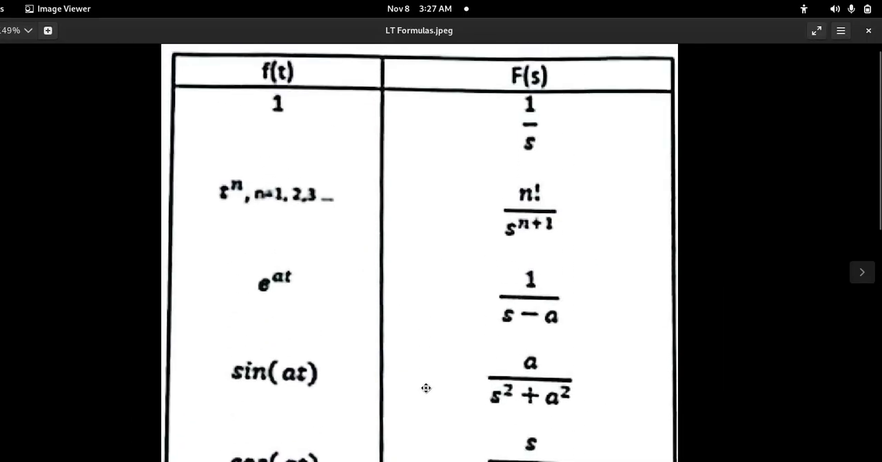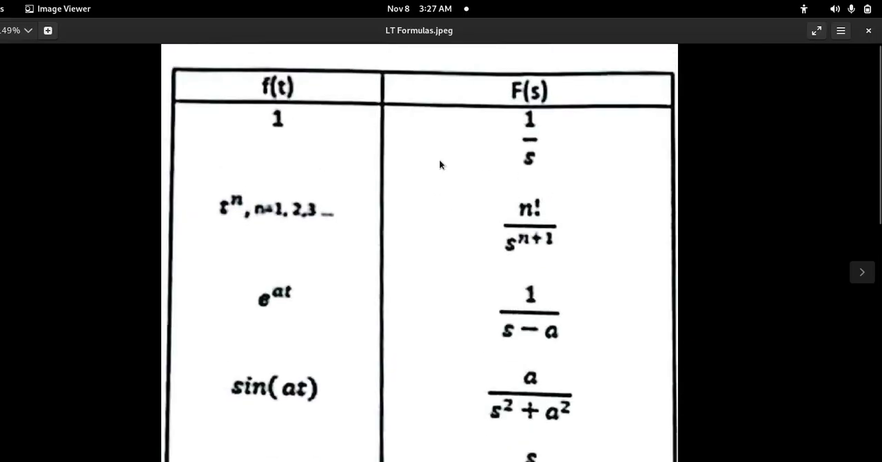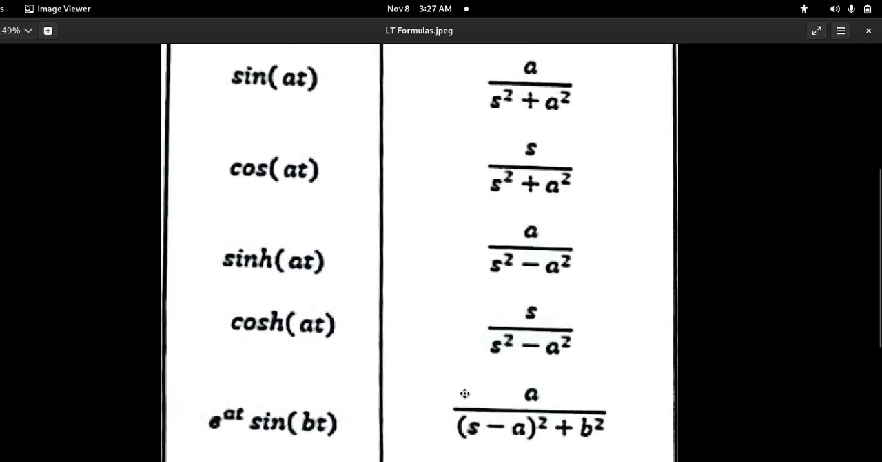You see, when you have t to the n, or when you have 1, the Laplace transform of 1 is 1 over s. If it was 2, the Laplace transform would be 2 over s and so on. But look at this: for e to the at, it is 1 over s minus a. Let's also look at the sine. Sine at is a over s squared plus a squared. But e to the at sine, well, this should have been bt.